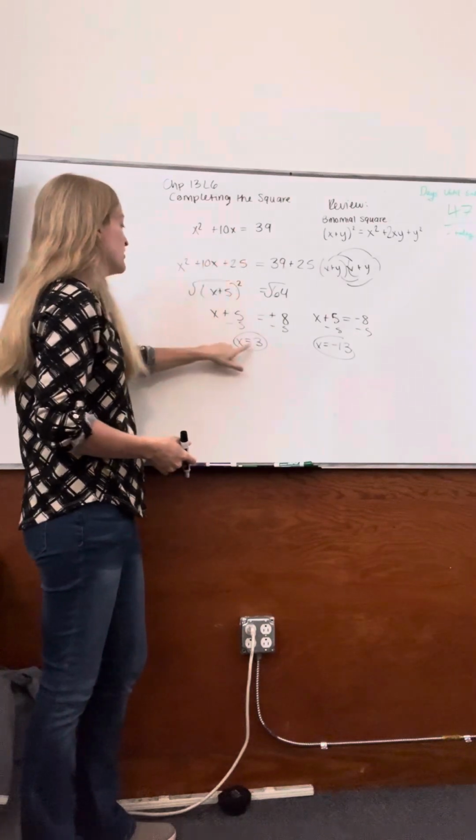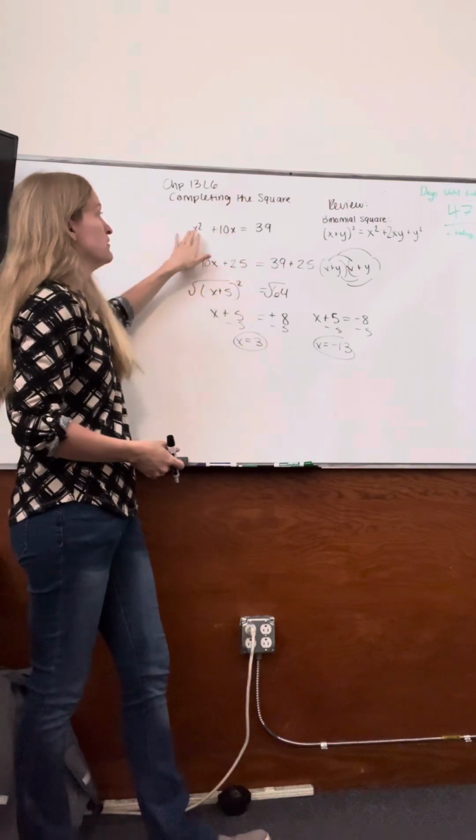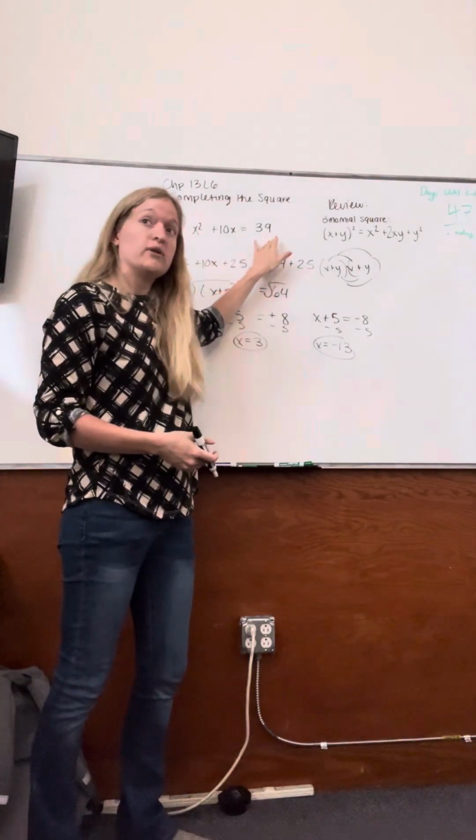So we'll say, what if x was 3? 3 times 3 is 9. 3 times 10 is 30. 30 plus 9 is 39. That one is a true answer.